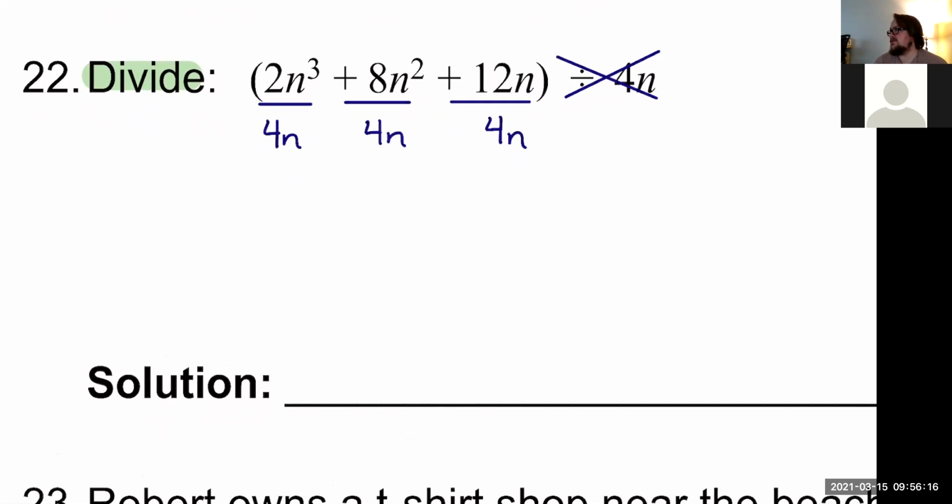I'm going to start at the left. Does 2 divide nicely by 4? Not nicely, no. Does 2 over 4 simplify as a fraction? Yes, it becomes 1/2. What happens to my exponents when I divide common bases? What do you think n to the third divided by n is going to become?